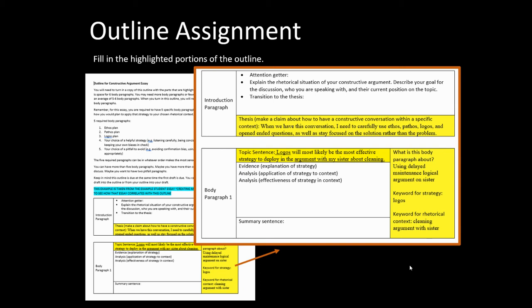So body paragraph 1 is a logos paragraph. And you'll see on the side, the paragraph is about using delayed maintenance logical argument on the sister. It's a logos paragraph, so my keyword is logos, cleaning argument with sister. And so the topic sentence is logos will most likely be the most effective strategy to deploy in the argument with my sister about cleaning. And for the sake of making it clear, when I put this in here, I underlined those keywords. You don't have to do that, but I think it's nice because then you can see that you got them in there. You can kind of check yourself.